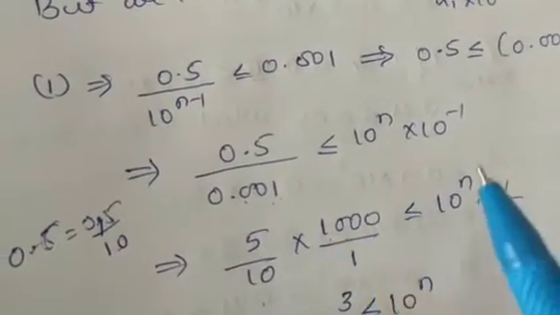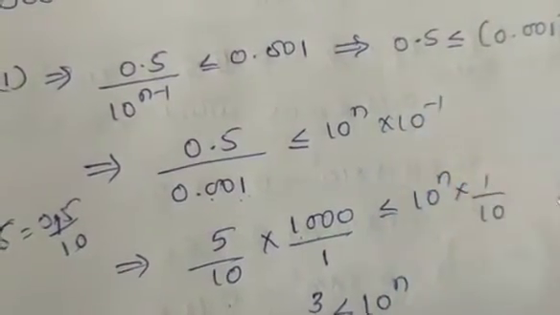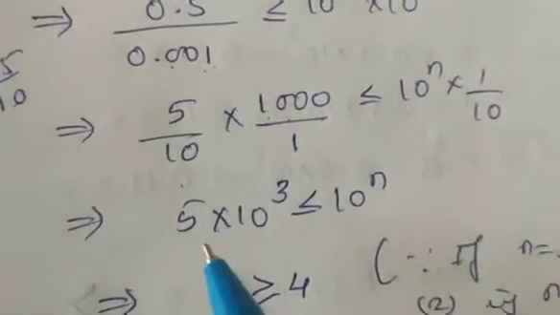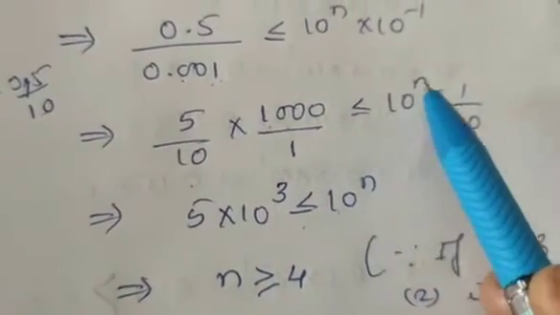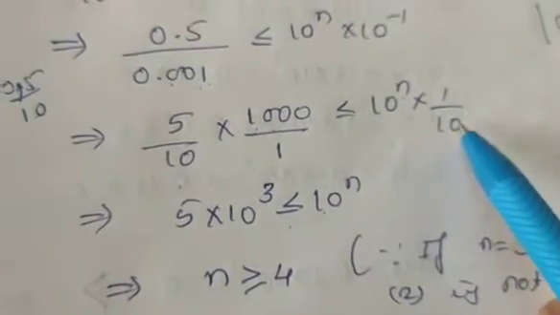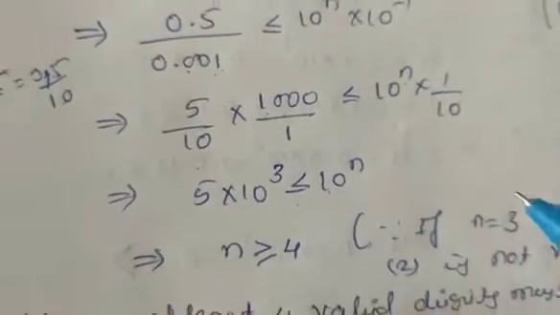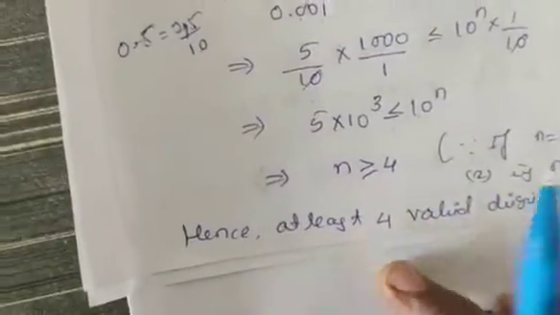So it is 1000, which is less than or equal to 10 raised to n into 10 raised to minus 1, that is 1 by 10. So this is 5 into 10 raised to 3, which is less than or equal to 10 raised to n. Here we can cross multiply. So this 10 and this 10 get cancelled. It becomes like this here.